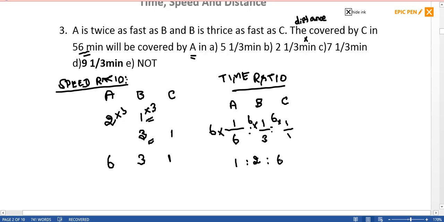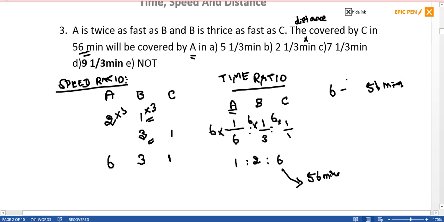This is the time taken by C to cover a particular distance, time taken by B to cover a particular distance, time taken by A to cover a particular distance. And they have already given that the time taken by C, that is the 6 parts, is equal to 56 minutes. And they are asking us to find the time taken by A. So time taken by A is 1 part. So 6 parts is 56 minutes.